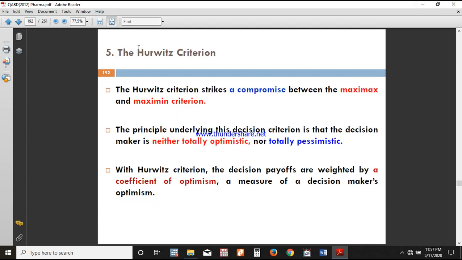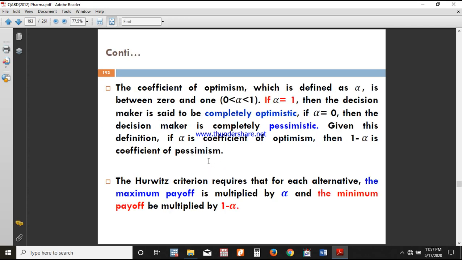The fifth one is the Hurwitz criteria. This is a compromise between the Maximax and the Maximin criteria, which is neither totally optimistic nor totally pessimistic. In order to apply the Hurwitz criteria, you consider a coefficient of optimism, defined by the alpha value, which is between 0 and 1, that is 0 less than alpha less than 1.